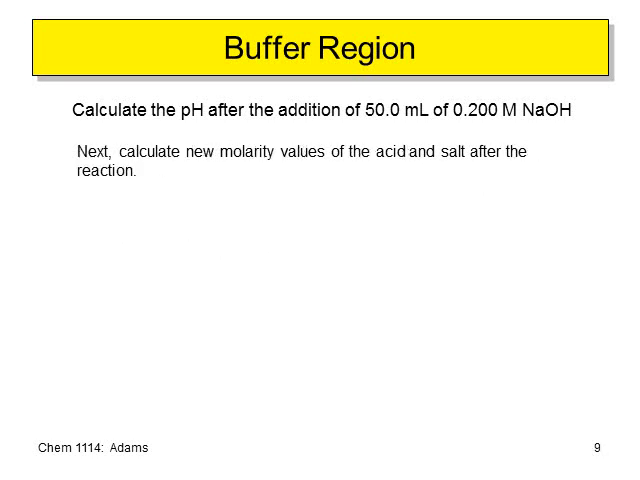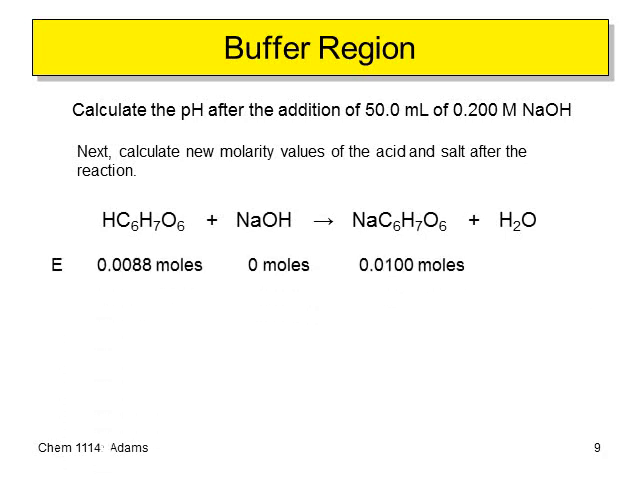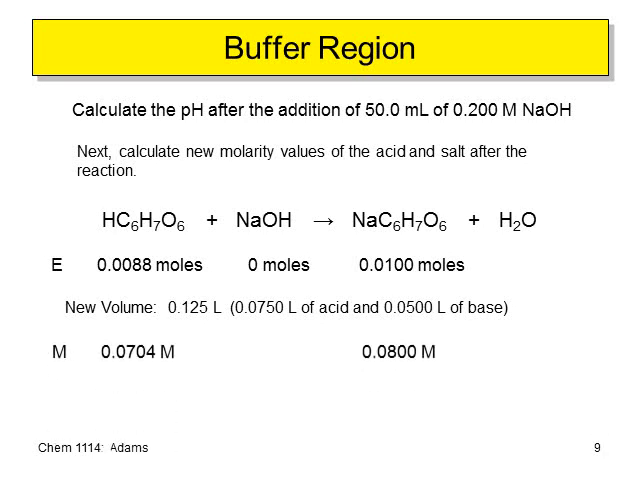Next, for step 2, we're going to calculate the new molarity values of the acid and the salt after the reaction. So this is from the previous slide, our moles, and we know that moles divided by liters is molarity. My new total volume is the initial volume of the acid plus the volume of the base that I just added. Dividing moles by liters gives a new molarity value for the weak acid and its salt.